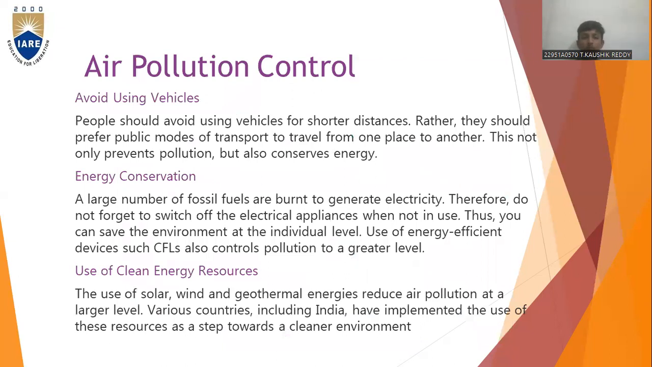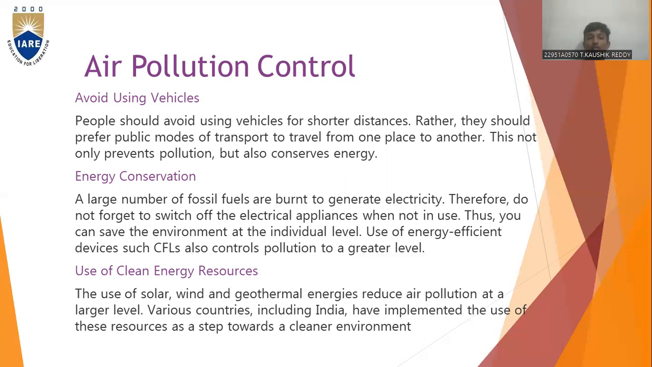Air pollution control. Avoid using vehicles. Air pollution control is nothing but how to control the air getting polluted by humans or by the unnecessary things we make. People should avoid using vehicles for shorter distances. Rather, they should prefer public modes of transport to travel from one place to another. This not only prevents pollution but also conserves energy.